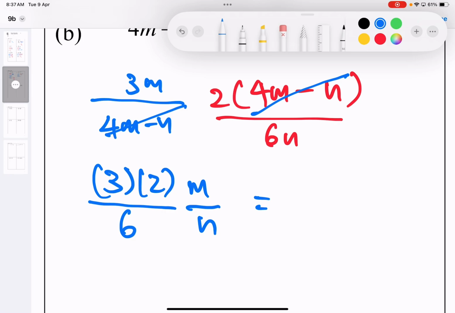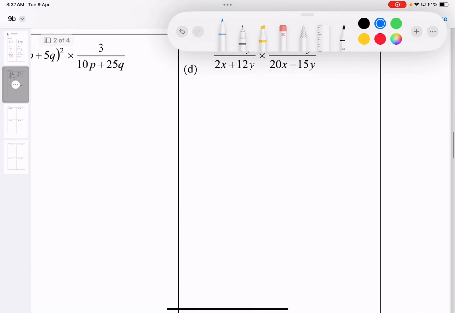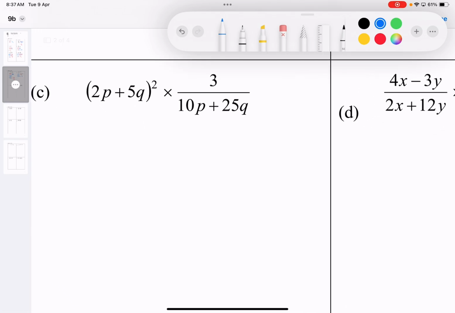3 times 2 is 6, 6 over 6, so my answer is just m over n, not 6. 3 times 2 is 6, but 6 divided by 6 is 1. Use your calculator if you are not sure. Okay. Let us look at the next question here.